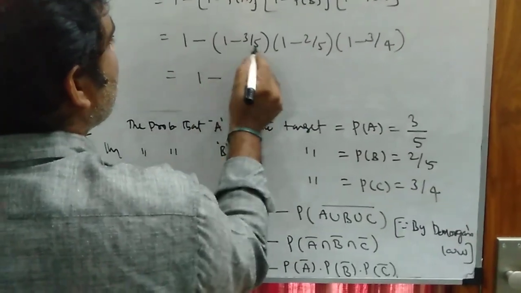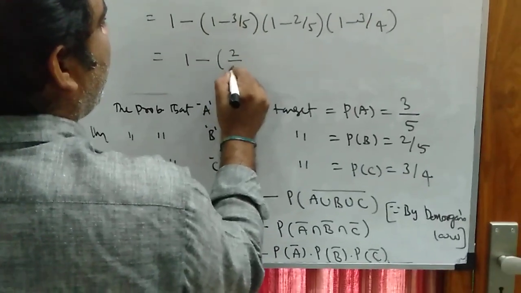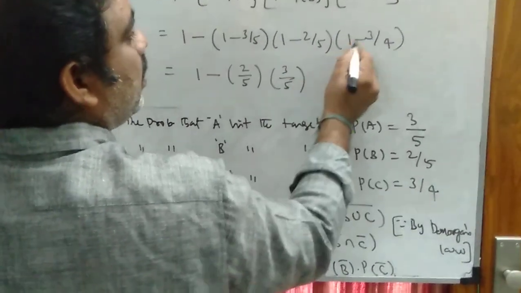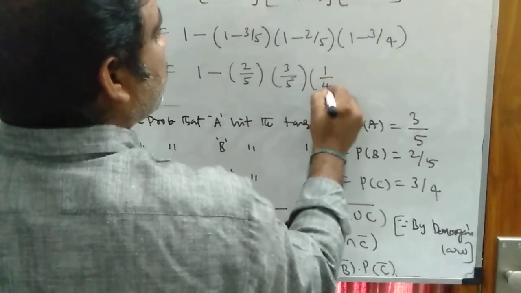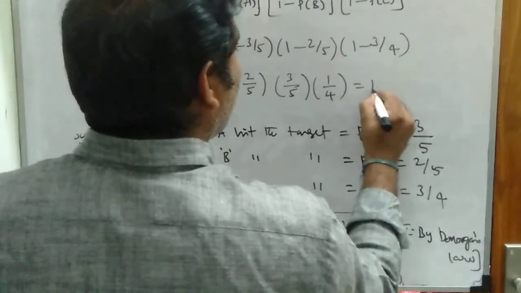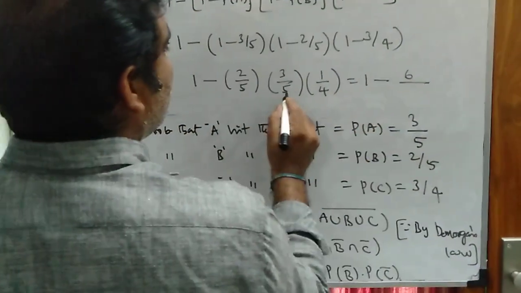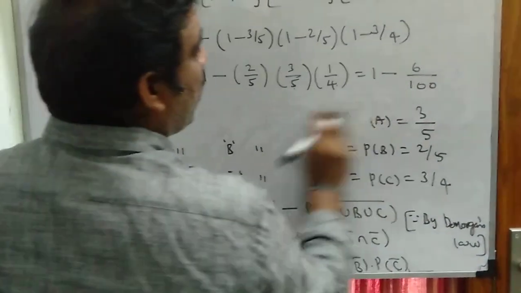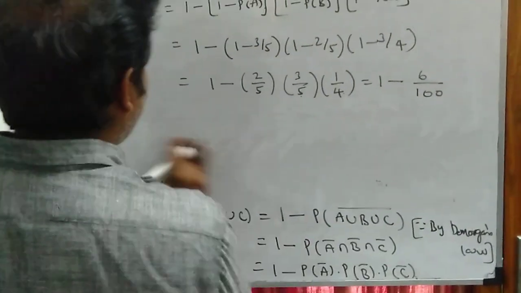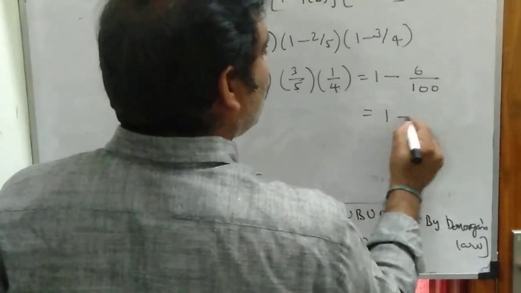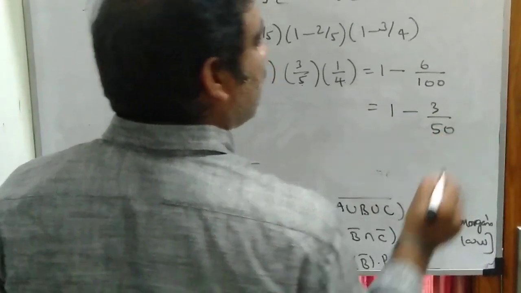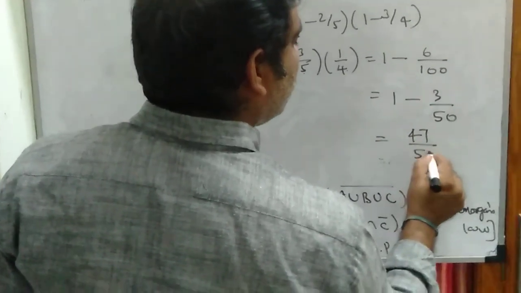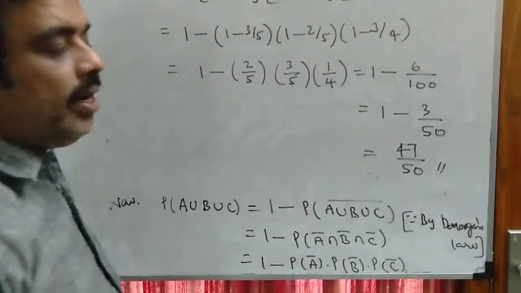This is 1 minus; 5 minus 3 by 5 is 2 by 5, 5 minus 2 by 5 is 3 by 5, and 1 minus 3 by 4 is 1 by 4. This is 1 minus 2 times 3 times 1 over 5 times 5 times 4, that is 6 by 100. So the probability is 1 minus 6 by 100, or 1 minus 3 by 50, which is 47 by 50, the required solution.